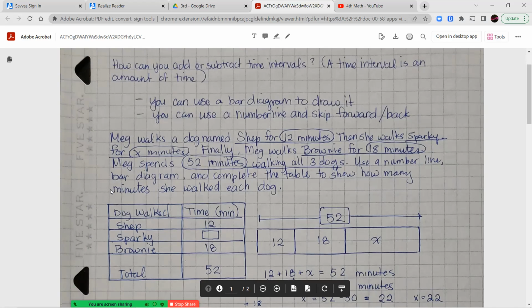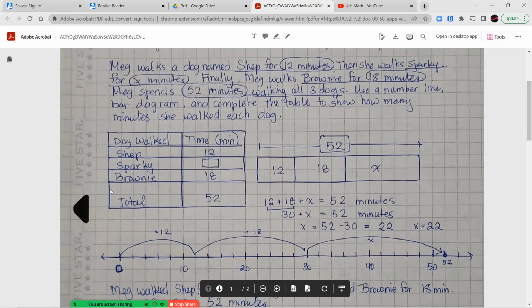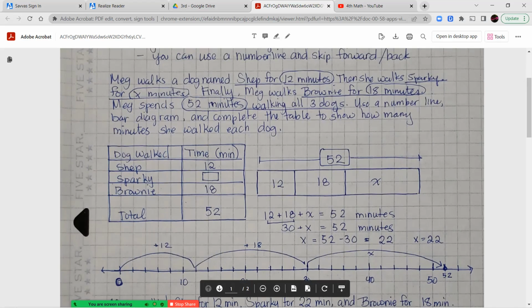Okay, so first, we need to stop and think. We know that she walked Shep for 12 minutes and Brownie for 18 minutes, and then Sparky for we're not sure how much. We know that the total was 52 minutes, so we filled in the information that we already know. Now I can take this information and draw it into a bar diagram. 12 and 18 are the parts that we know. X is going to be our unknown part. That's how much she walked Sparky. And we know that the total was 52 minutes, so 52 goes on top.